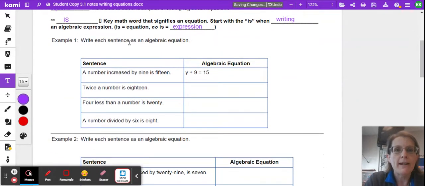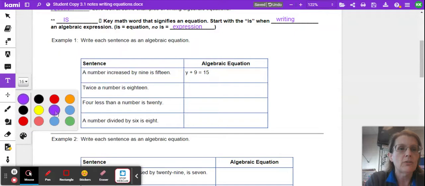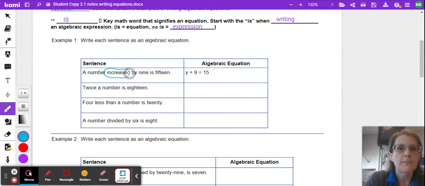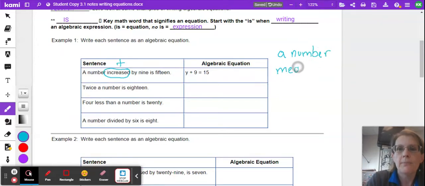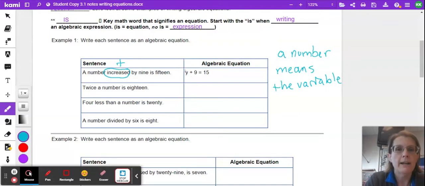So here's our example. We have to write each sentence as an algebraic expression. We're going to be using keywords here. A good idea is to circle your important words. So a number increased by 9 is 15. I know increased is plus, and anytime you see a number, that's where you put the variable. In this case, they used y. So a number increased by plus 9 is the equal sign is 15.